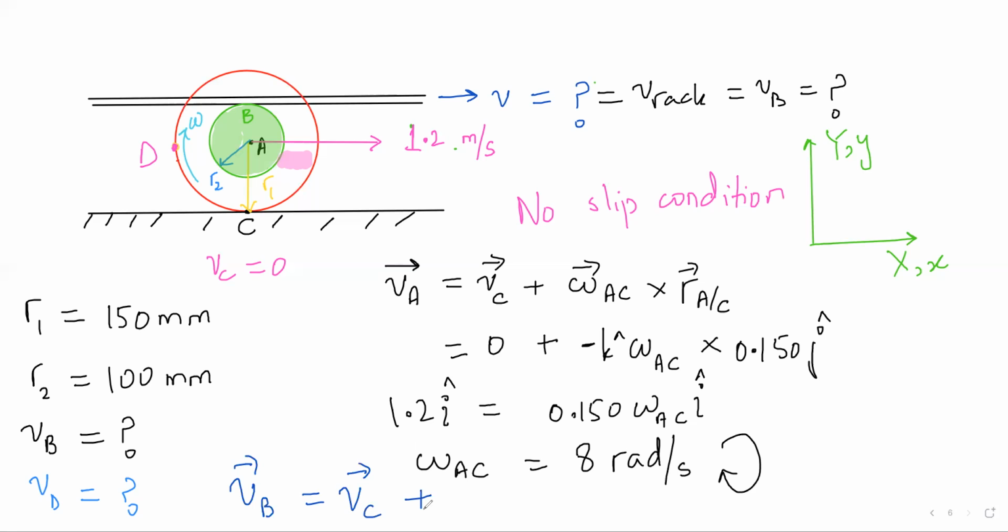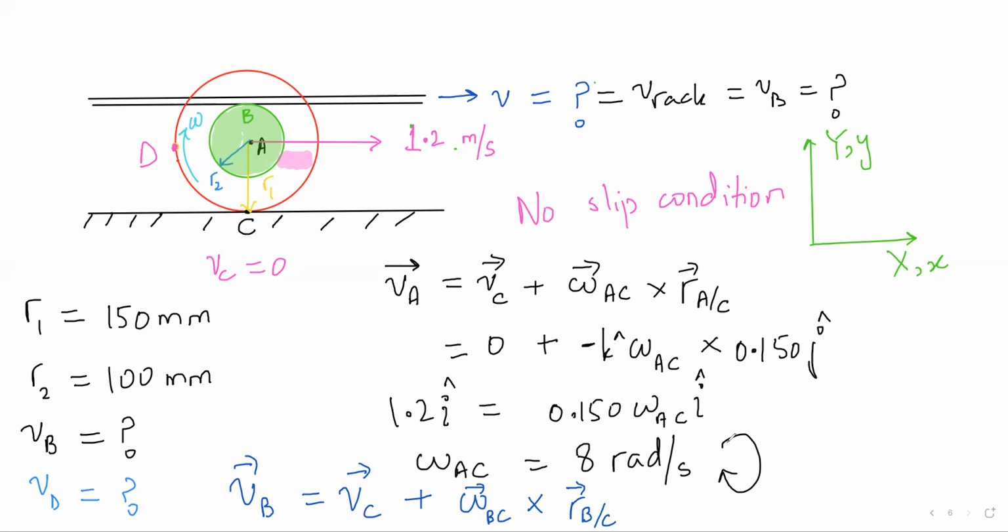VC plus omega. This whole object is a rigid body, right? Omega here will be the same as omega here, the same as omega here, and so on. Everywhere I have omegas that are sitting. Okay, so omega BC, CB, whatever, cross position of B with respect to C. Look, VC was 0, so I wanted the easy path. So that's fine.